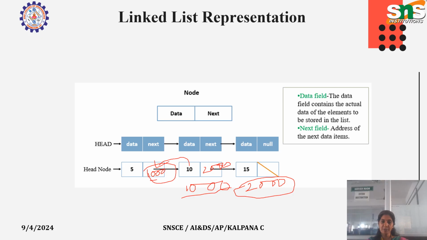So when you refer, after 5 you can say I have to go to 10. Here with the reference of this 1000 I can move to the next node 10. The same way, after 10 I have to reach 15. With the help of this 2000, which is nothing but the address of 15, after 10 I can reach 15. So in this way I can link the nodes of the linked list.